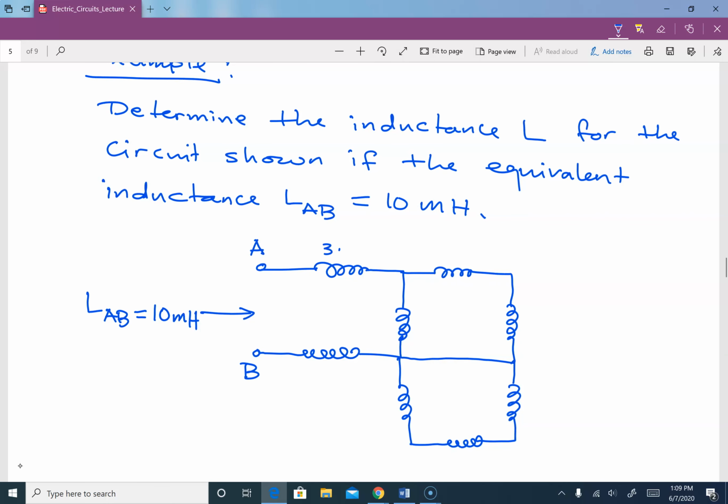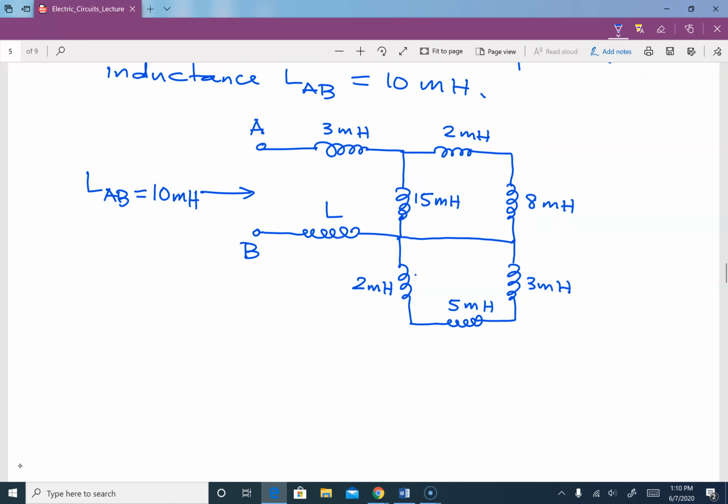So this is 3 millihenry, 2 millihenry, 8 millihenry, 15 millihenry, and this is the inductance we need to find, we don't know. And this over here is 2 millihenry, 5 millihenry, and 3 millihenry. So if you look at this circuit here, this is our solution. If you look at this circuit here, that is a short.